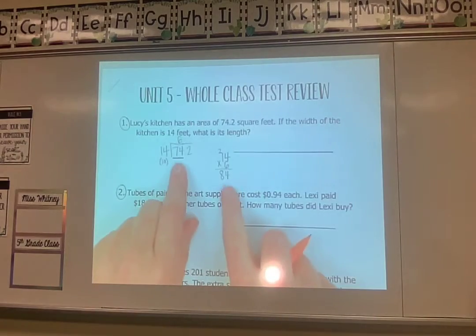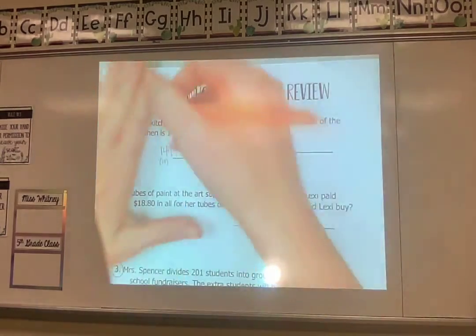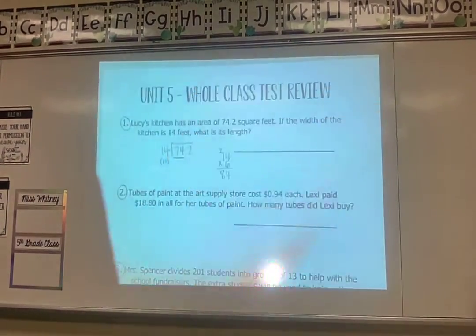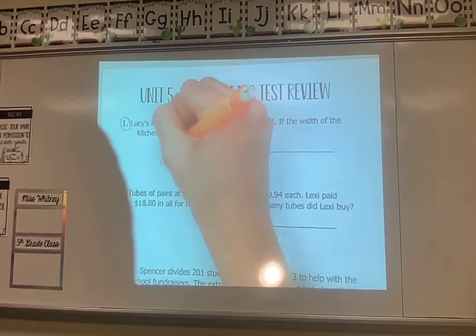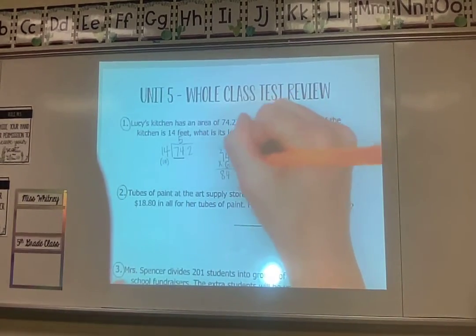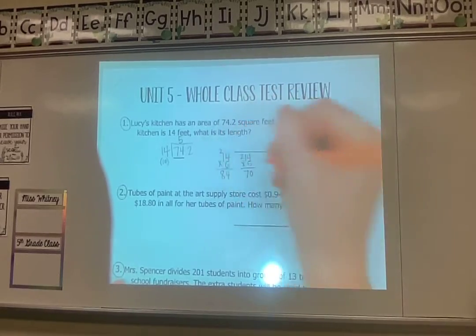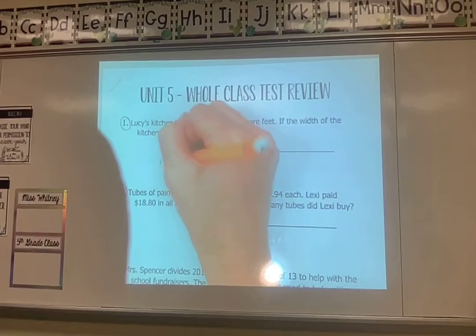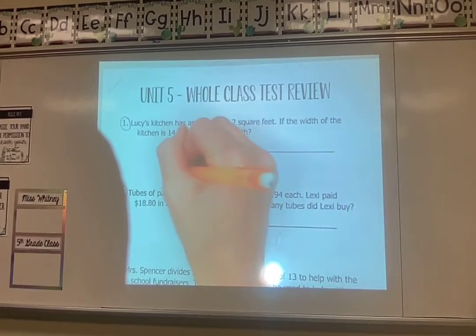Ooh, that is still too big. I even bumped down 1. So 6 is still too big. I'm going to erase my 6, and I'm going to try a 5. 14 times 5 is what I need to do now. And that gives me 70, which is perfect. So minus 70, which gives me a 4.